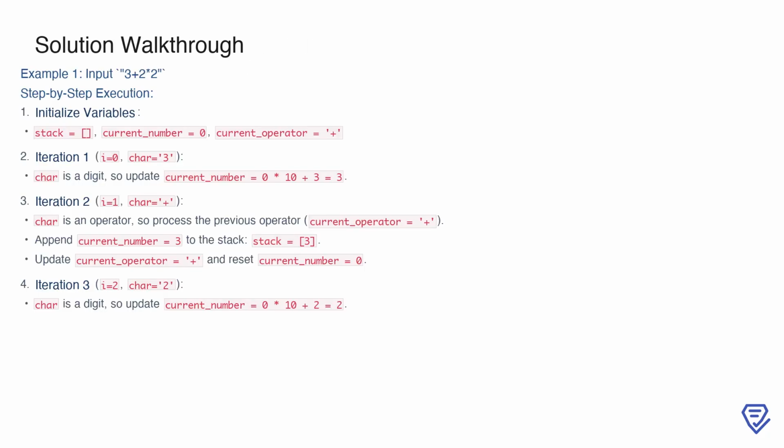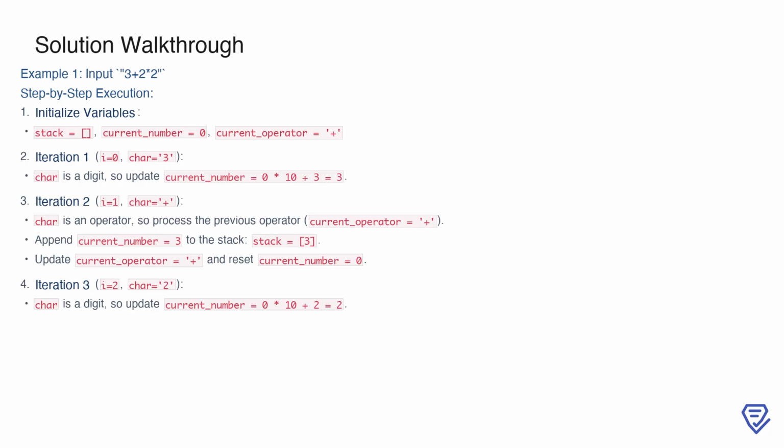In this example, we are evaluating the expression 3 + 2 * 2. To start, we initialize the necessary variables: an empty stack to store intermediate results, a current_number set to 0 to build numbers from the input string, and a current_operator initialized to plus.